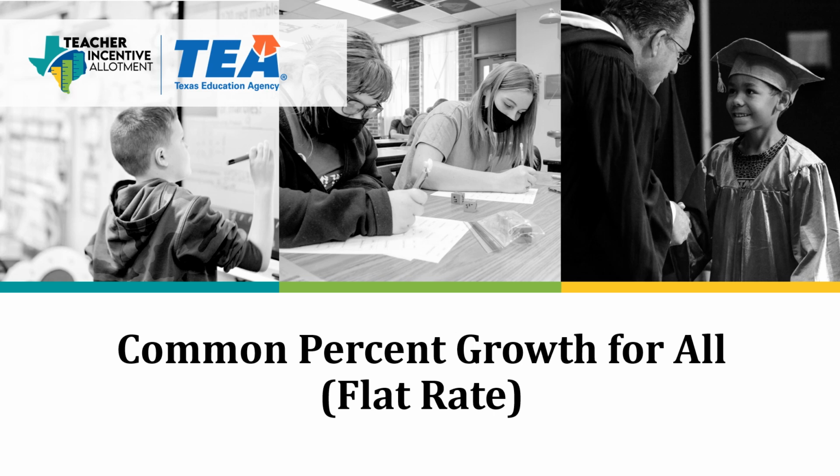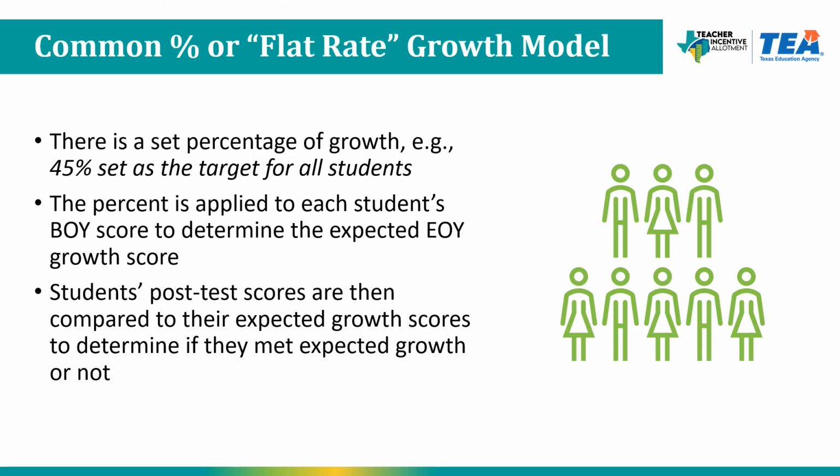Let's review the common percent growth rate for all, or what is sometimes referred to as the flat rate model. Using the flat rate model, a district would set a percentage of growth that they want to see for all students. For example, a district may want to set an expected growth at 45% as a target for all students. This is accomplished by applying the flat rate to each student's beginning of the year score to determine their EOY target. This is a relatively simple model for setting expected growth.